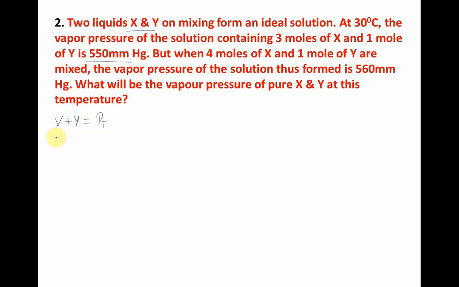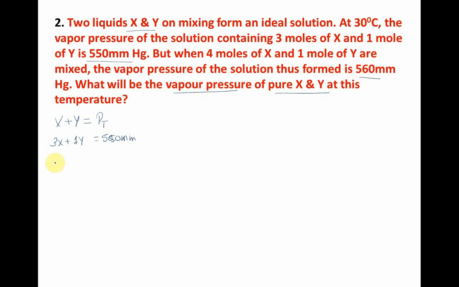3 moles of X combined with 1 mole of Y gives a vapor pressure of 550 mm of Hg. Based on that, first I need to find out what the question is asking. But when 4 moles of X and 1 mole of Y are mixed, the vapor pressure will be 560 mm. What will be the vapor pressure of pure X and Y? I need to calculate P naught X and P naught Y.